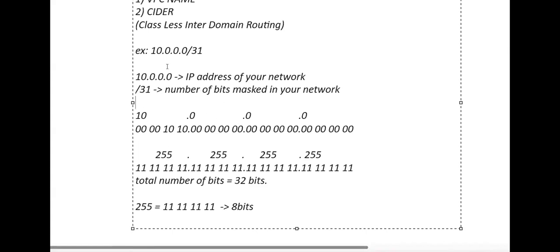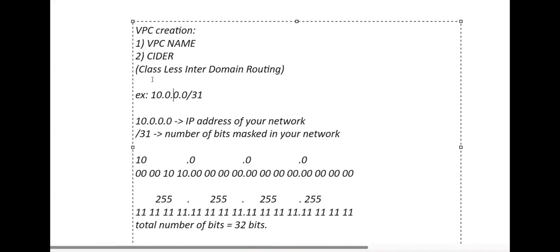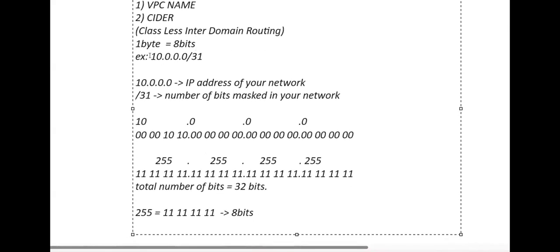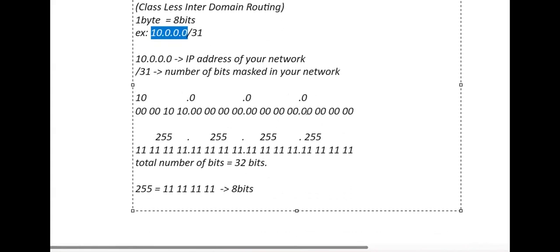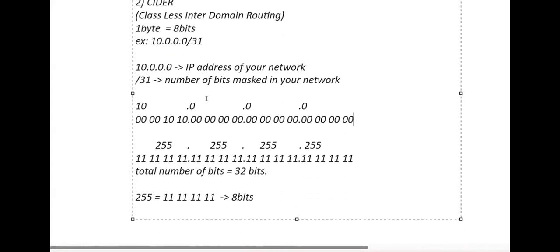Here you know, 1 byte is equal to how many bits? 8 bits. So let me write that important point here. 1 byte is equal to 8 bits. So now first you represent your network IP address in the form of bits. So now you can see I represented my network IP address in the form of bits.